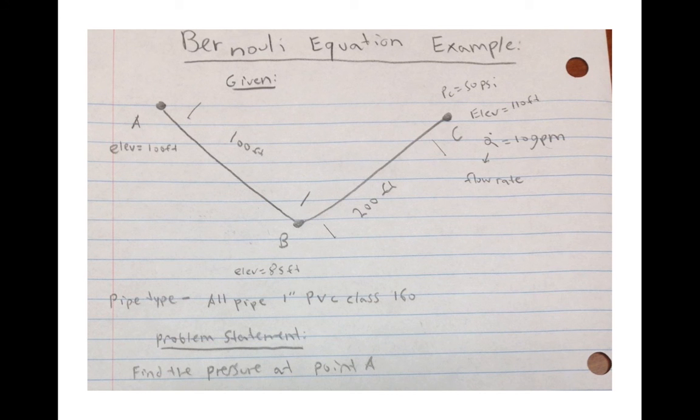This is an example of the Bernoulli equation where you see a pipe that runs from point A to point C. At point A, you have an elevation of 100 feet, and from A to B, it's a 100-foot pipe, and then at point B, it's an elevation of 85, and then from B to C, it's a 200-foot pipe, and the elevation of C is 110 feet. There's a pressure at C that's 50 psi, and for the whole system, you have a flow rate, Q dot, of 10 gallons per minute, and the pipe type is a PVC class 160, that's 1 inch in diameter. And in this problem, we are going to find the pressure at point A.